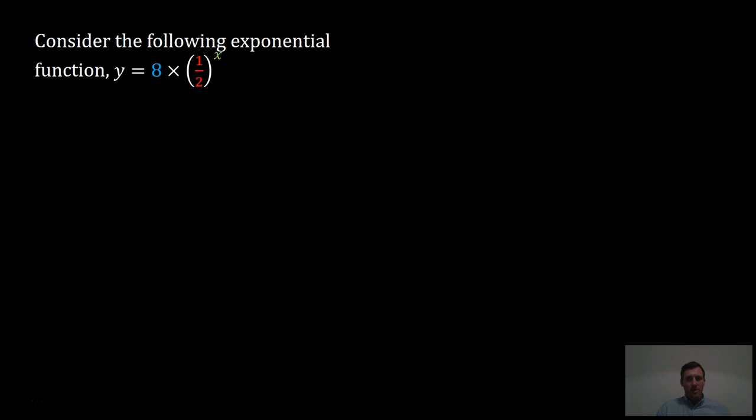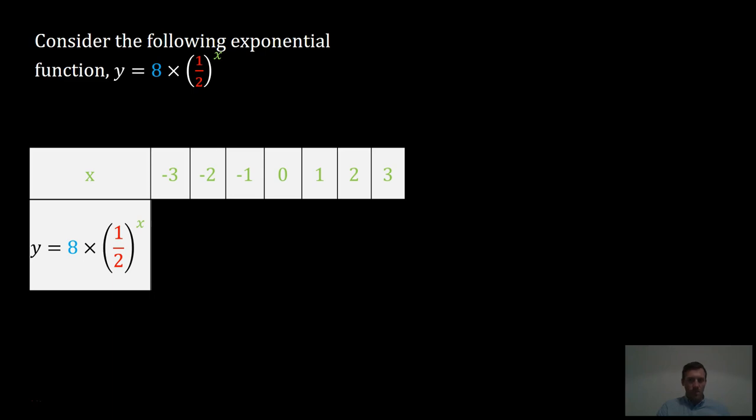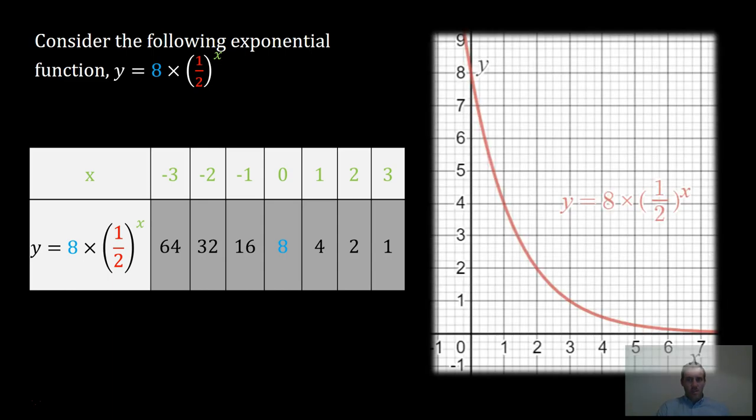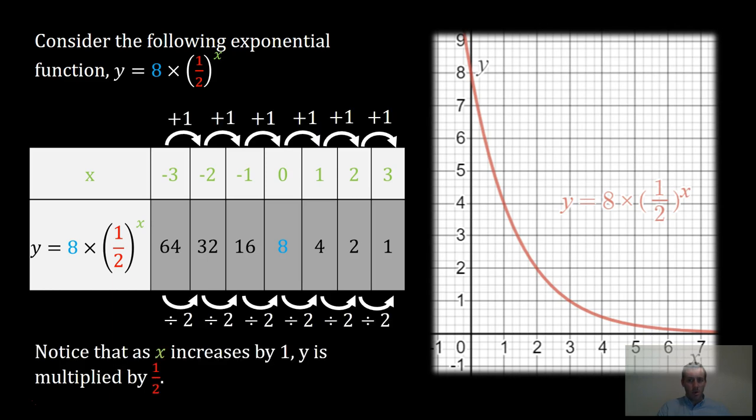Now we have the function y equals 8 times 1/2 to the power of x. We can substitute values of x into the equation to find the corresponding values of y. We start with the x values between -3 and 3, substitute them into the equation to find the corresponding y values. This time when x equals 0, y equals 8. I've highlighted that in blue. Once we've constructed the table of values, we can use it to plot the graph. Notice that as x in green increases by 1, y is divided by 2 from left to right. The number in front of the half to the power of x didn't impact how much the y value decreased.